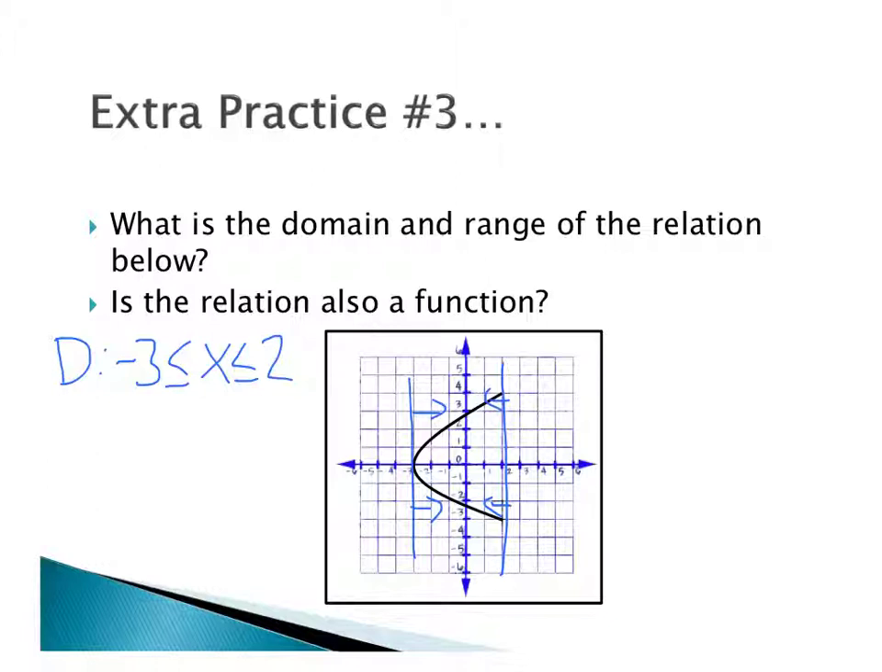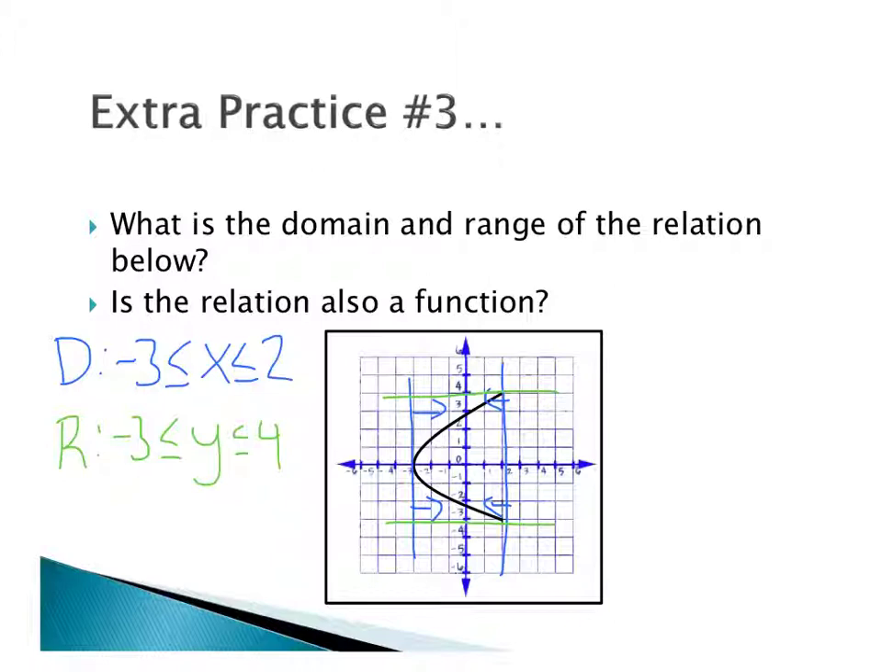Next, range. My y values. Here the highest point would be 4. The lowest looks like -3, so I'm between 4 and -3. So -3 less than or equal to y, less than or equal to 4. There's my range. And lastly, is it a function?